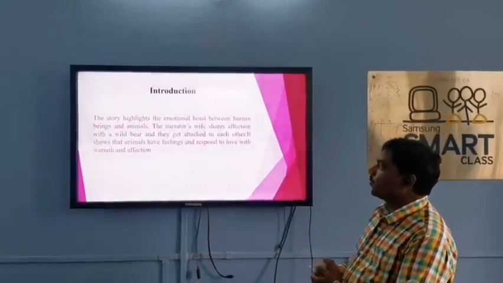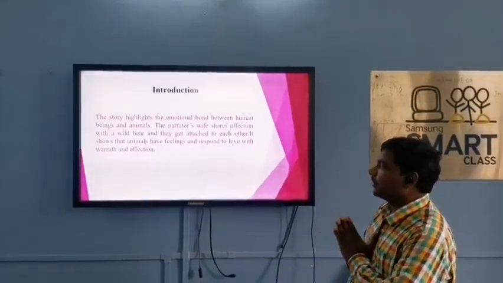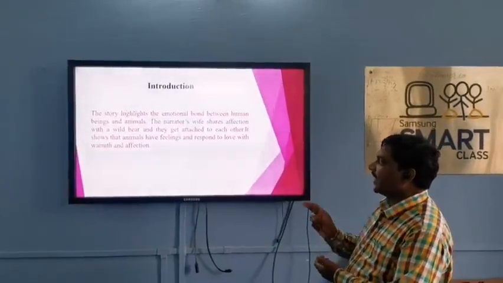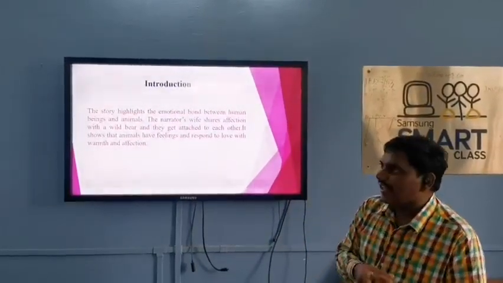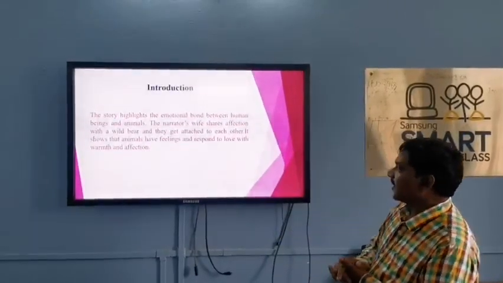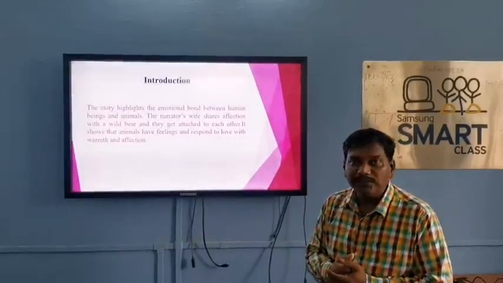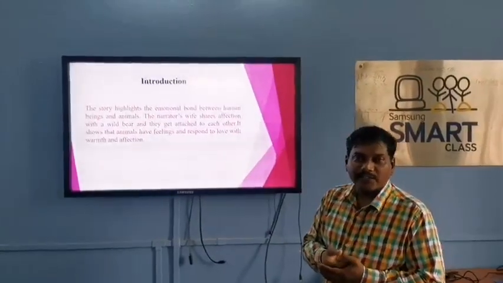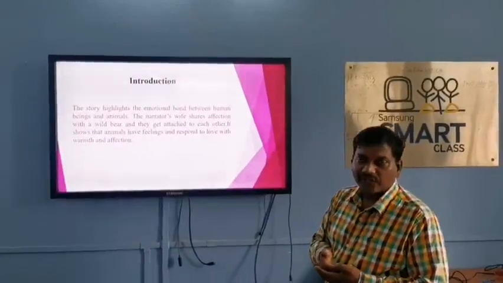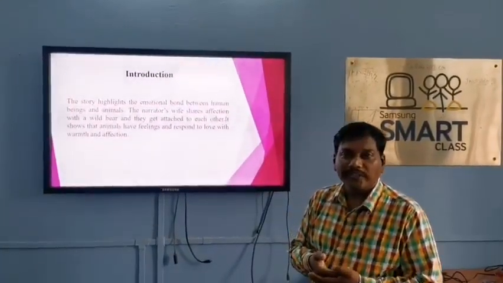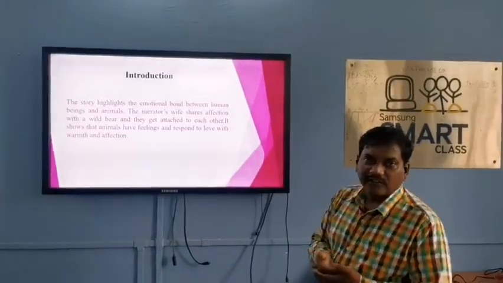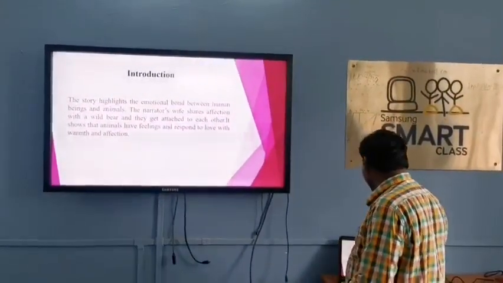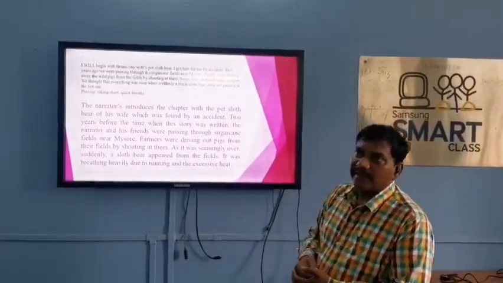The story highlights the emotional bond between human beings and animals. The narrator's wife shares affection with a wild bear and they get attached to each other. It shows that animals also have feelings and respond to love with warmth and affection. If we take care of the animals, they also respond to our love and affection. We can establish a strong bond with animals also. This kind of relationship has been described by Kenneth Anderson in a befitting way. Let me explain to you line by line and para-wise.